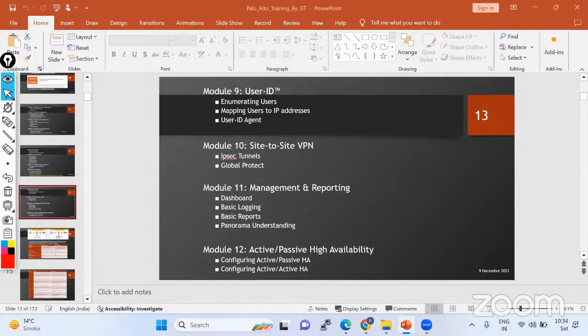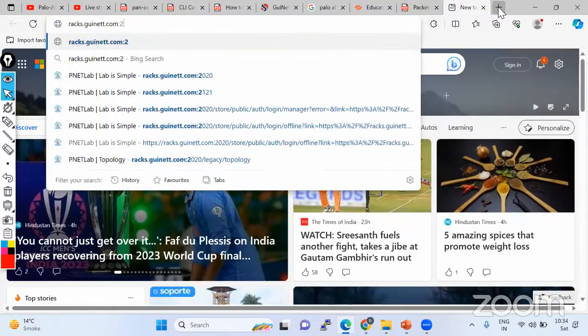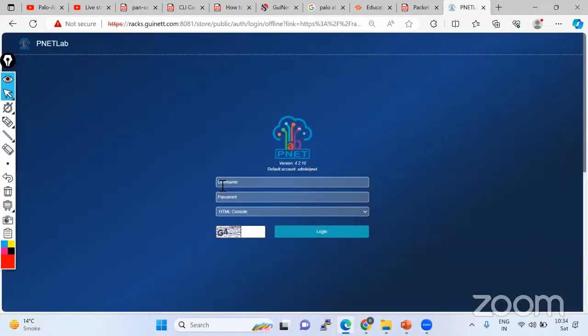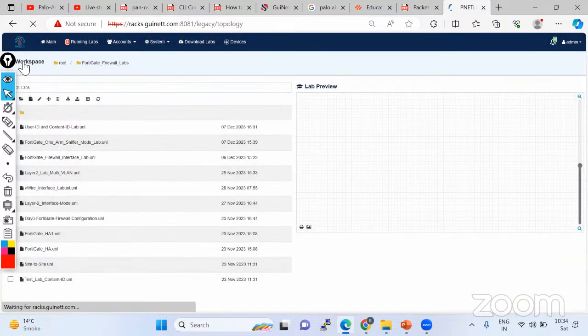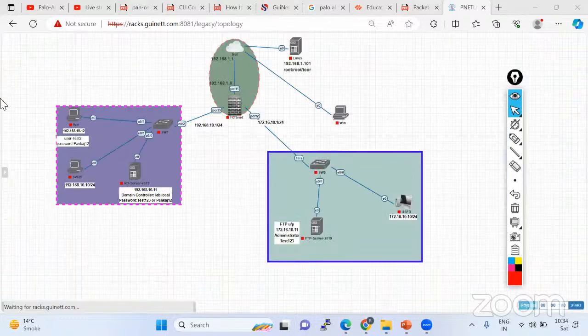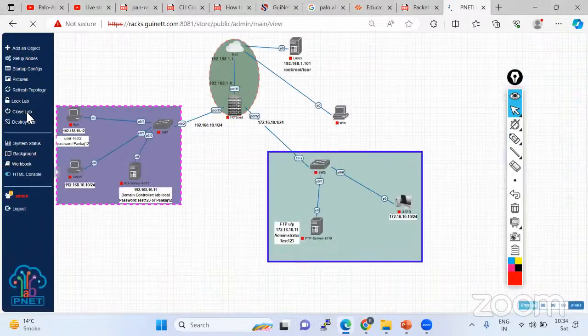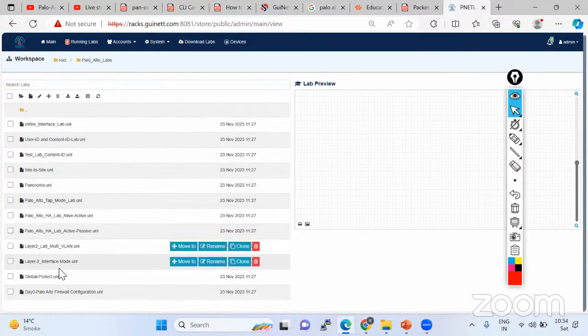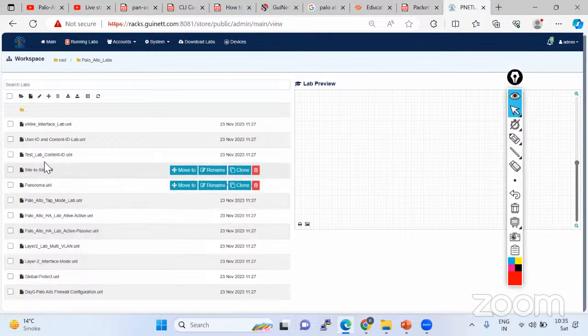Yes, Gaurav. Once we start this session, everyone will get the lab access as well, because without lab, testing is not possible. You'll get the URL access, like I'm accessing here. Everyone will get their URL, and after getting it, you can practice. So we have the Palo Alto Labs, and you can do the practice.